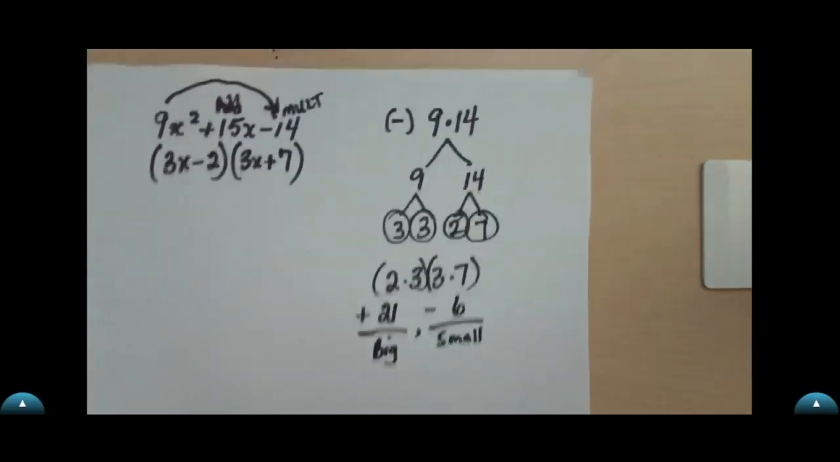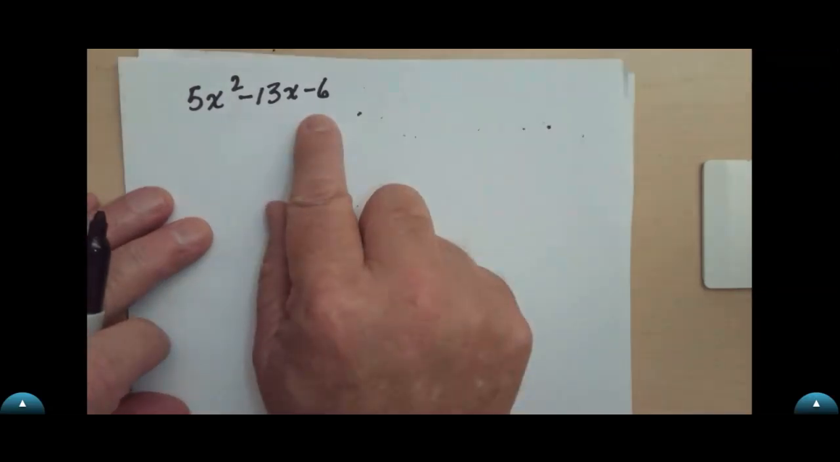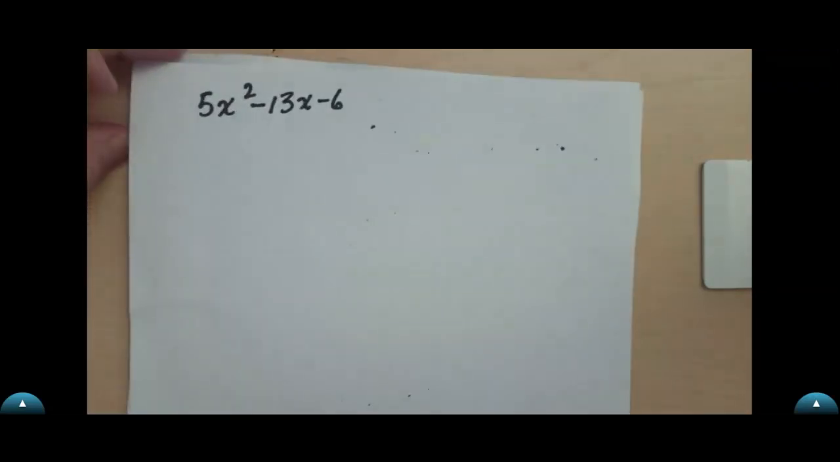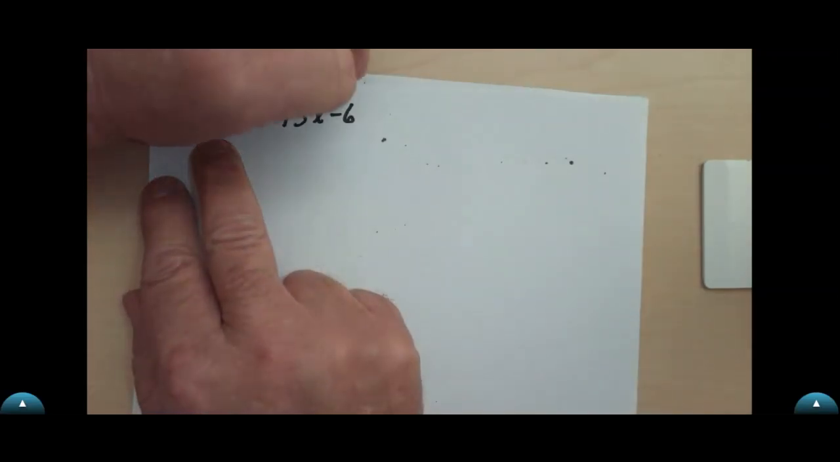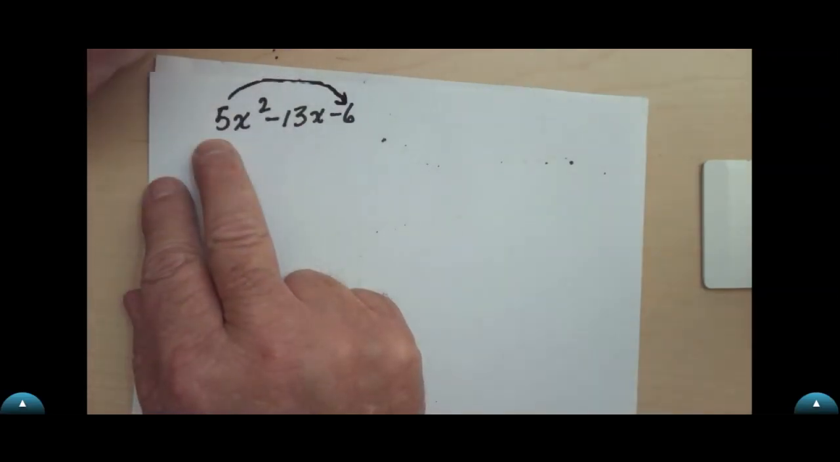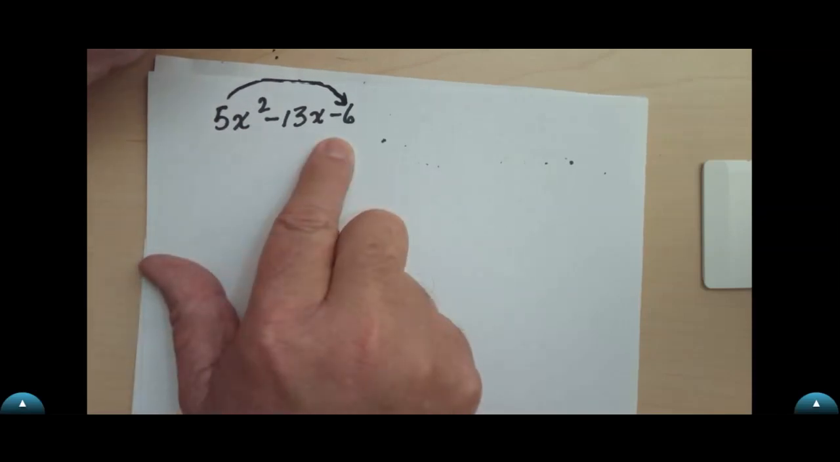Let's look at another one that's kind of similar. Again, notice this last number has a negative sign in front of it, right? And so you've always got to be watching for that, because when I multiply, I'm multiplying not 5 times 6, but 5 times -6, right?